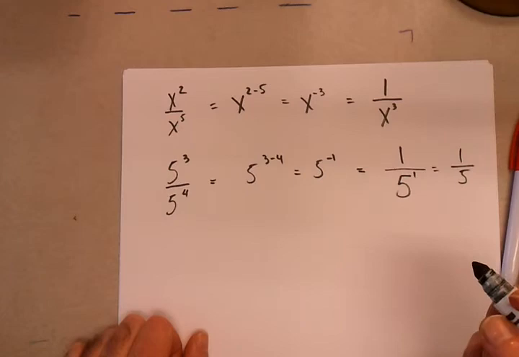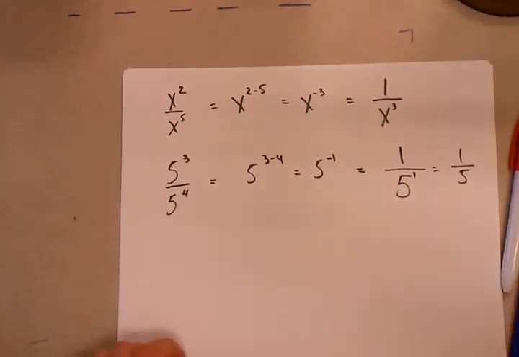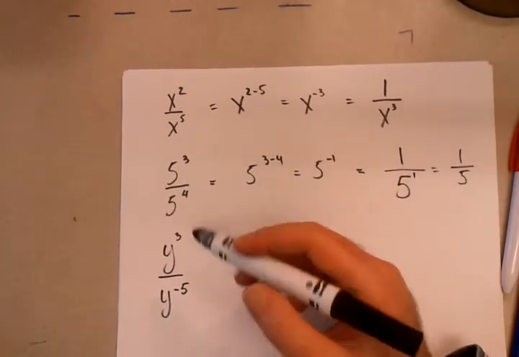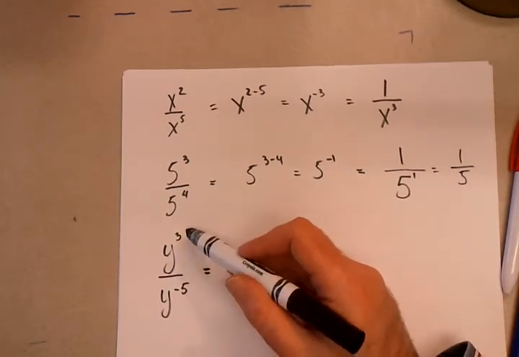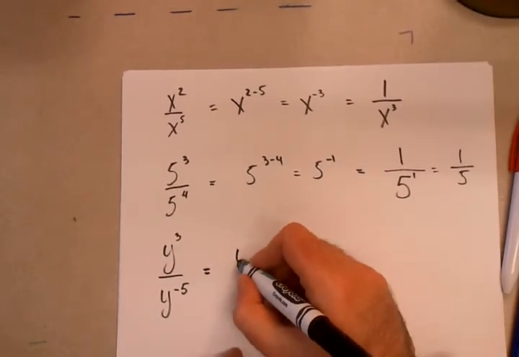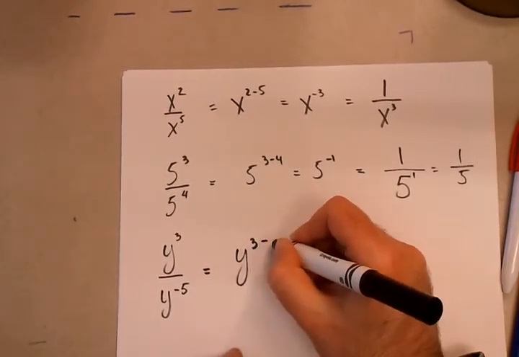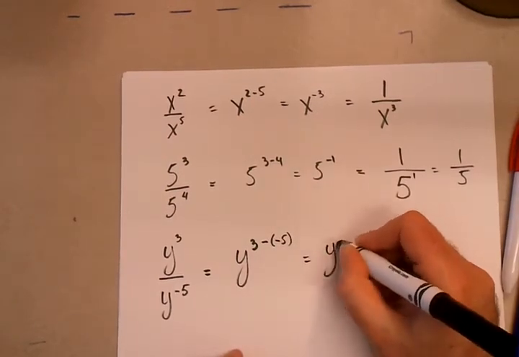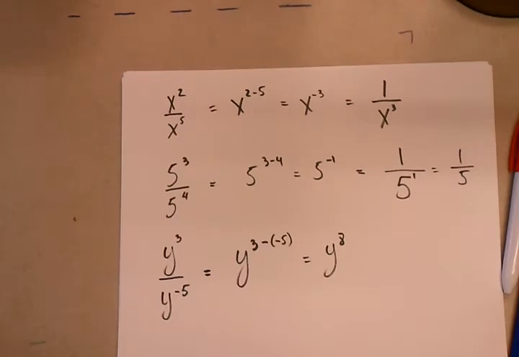Let's say you had a problem like this. So you have, again, a quotient of powers. So you are going to be subtracting the two exponents. It's going to be 3 minus a negative 5. So you're going to get 3 minus a negative 5, which is going to give us y to the 8th power. So in this case, you didn't have to do anything specific as far as getting the reciprocal of the problem or flipping it, because your end result was positive.